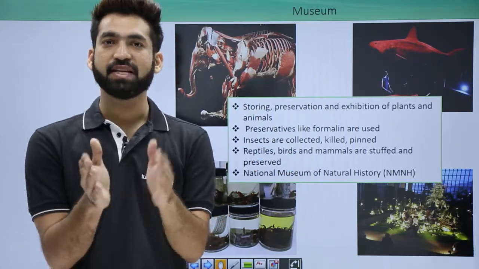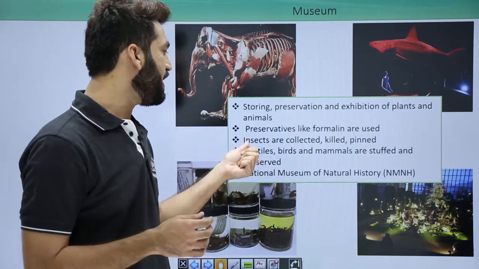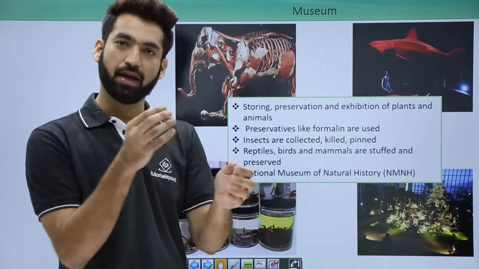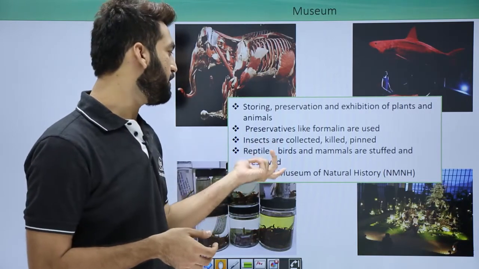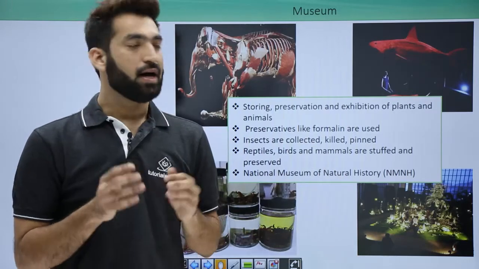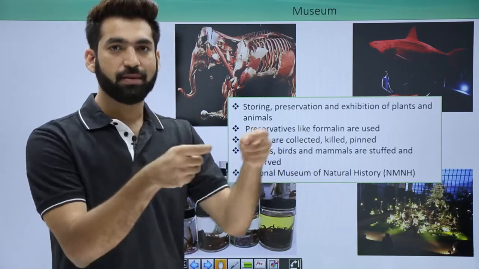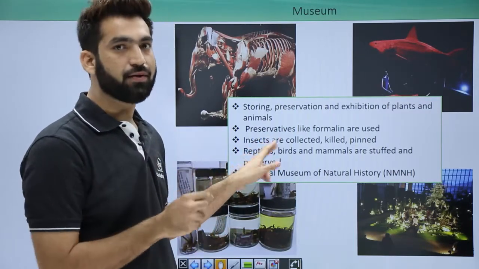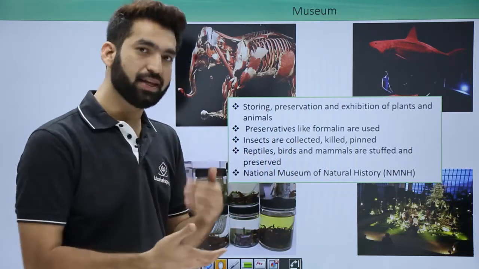Now what do we do while making a museum for animals? Animals can be small-bodied or large-bodied. In small-bodied animals like insects, we collect them, kill them and pin them, and after pinning we put them into the formalin solution. But in bigger animals, say reptiles, birds and mammals, stuffing is required. After collecting them, when you want to preserve them, you need to stuff them. So unlike insects, where you don't do stuffing, you do stuffing in reptiles, birds and mammals. They are stuffed and then preserved.